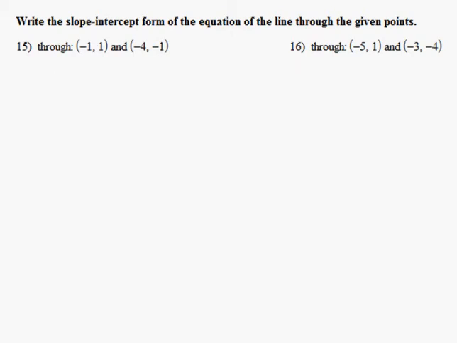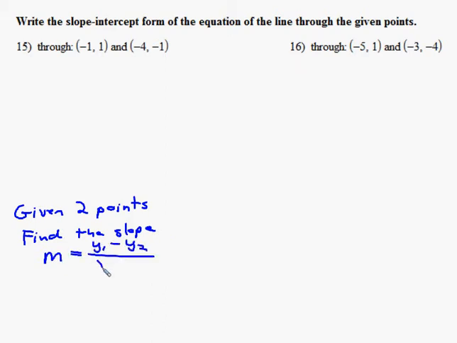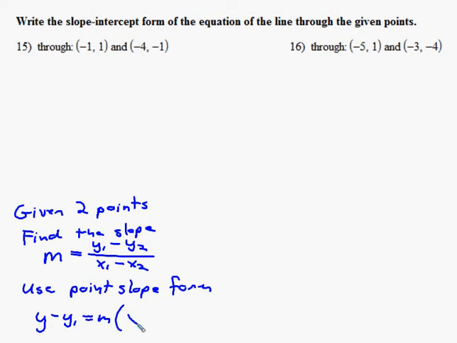The next group of questions, we're not even given the slope. So when you're given 2 points, you're going to do 2 things. You're going to find the slope. We do that using the slope formula, m equals y sub 1 minus y sub 2 over x sub 1 minus x sub 2. And that will give you some number. So this is your change in y's over your change in x's, and you just plug in your values from your points. Once you find the slope, you're going to use point slope form. And we remember that point slope form is y minus y sub 1 equals m times the quantity x minus x sub 1. And so that's what we're going to do for these problems here.